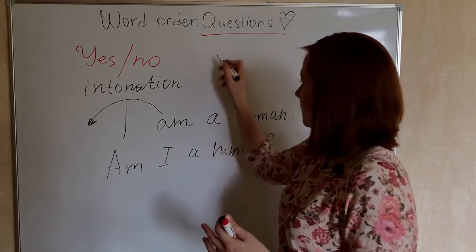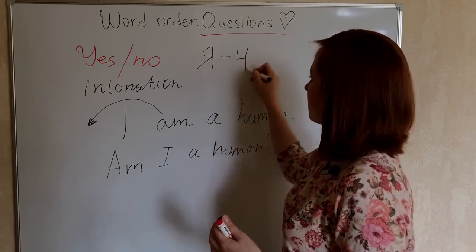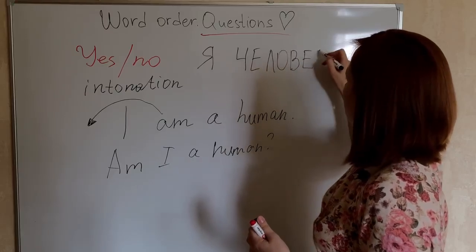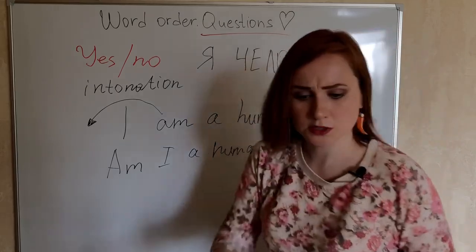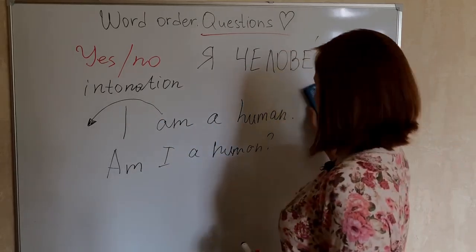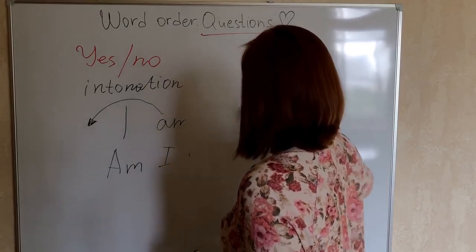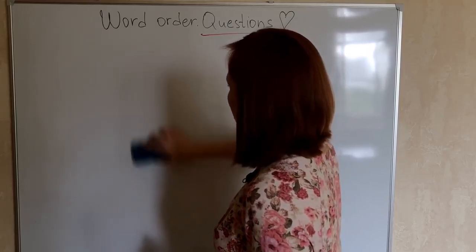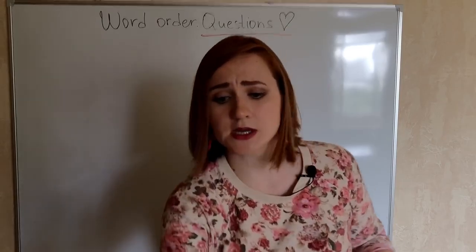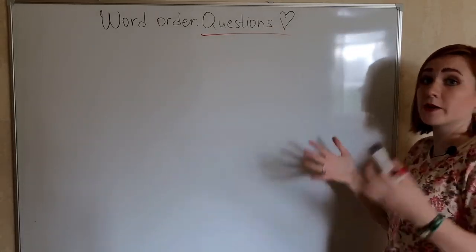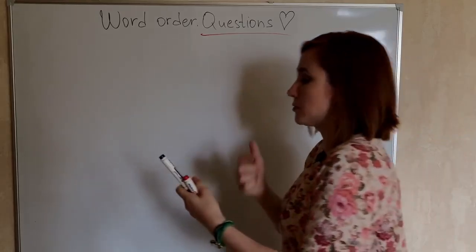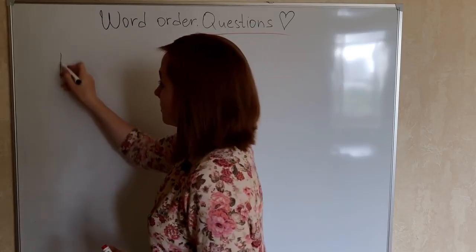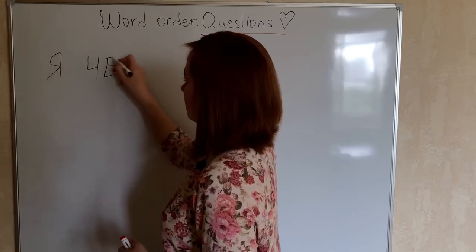So let's write it down. Я человек. I hope you got it. Now I'm gonna move here on the left because I remember that terrible blind spot of the window. You ask me all the time, why don't you get rid of this light here? Because I can't. It will be all dark and you won't be able to see anything. Okay, so, я человек. I am a human being.